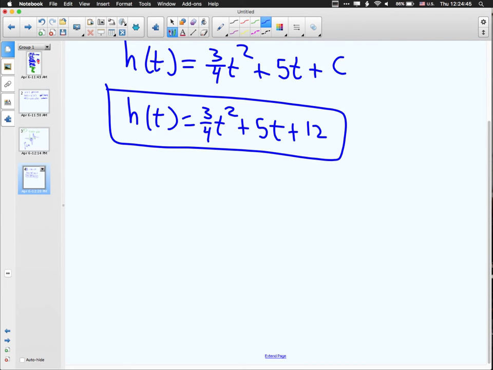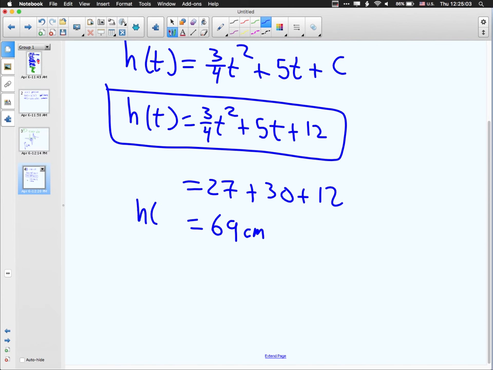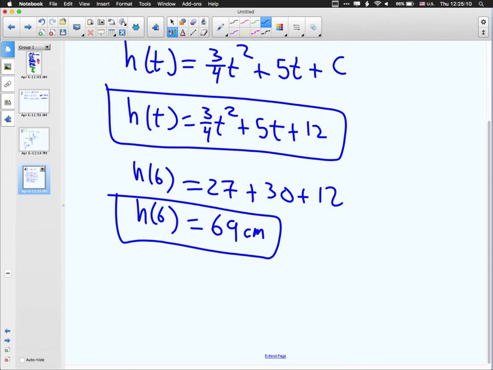36, 9, 27, plus 30, plus 12, 69 centimeters. Not quite a meter. Just over 2/3 of a meter. Okay? We can find a lot of useful information just from the rate of something, not just from the actual equation of something.